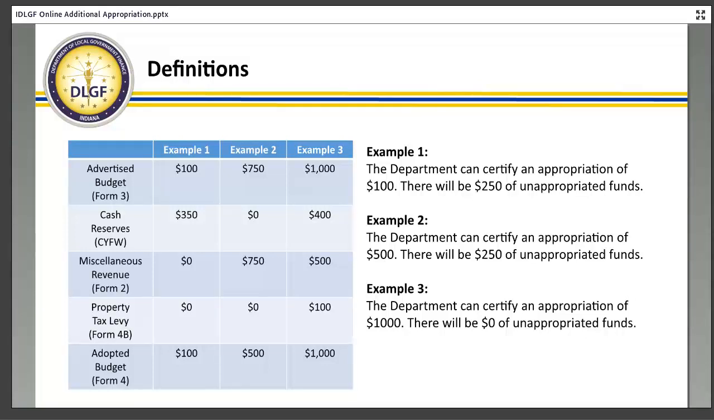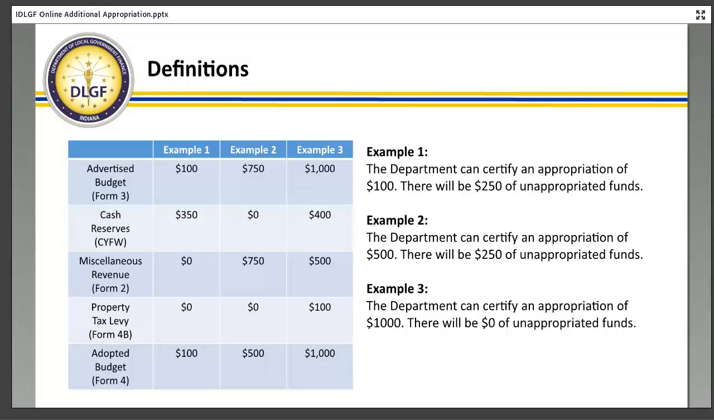In example 2, they advertised a higher budget of $750. In this example, they've got no cash reserves and they've got no property tax levy that they're pledging toward this fund, but they do have $750 of miscellaneous revenue available to them. In the second example, the fiscal body ultimately ended up adopting a budget that was lower than what they advertised. And so during the certification process, the department would certify an appropriation of $500, leaving again $250 of unappropriated funds.